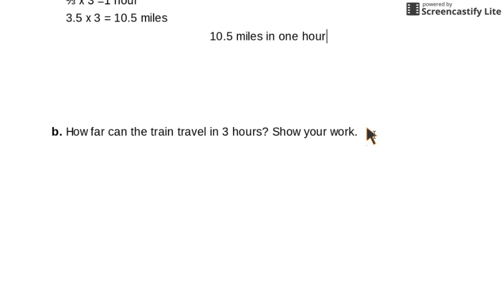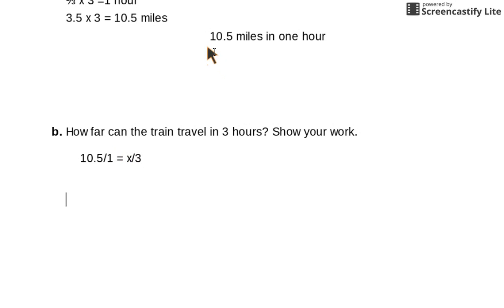So how far can the train travel in 3 hours? Well, we can use this unit rate up here. We can set up a proportion if we really wanted to. So miles are on the top, that's what we're looking for. Hours are on the bottom, which is what we know. We're trying to find how far it traveled in 3 hours. So we can solve the proportion this way by multiplying the partners and dividing by the loner.